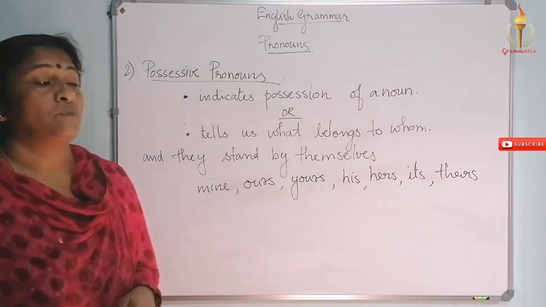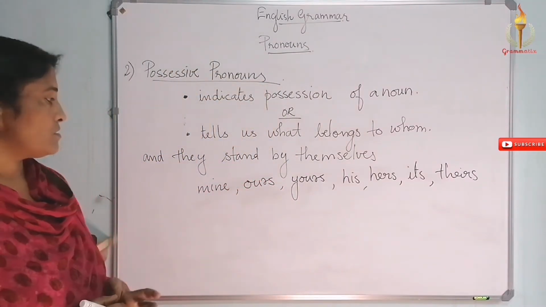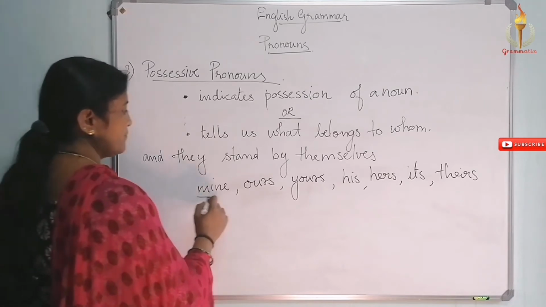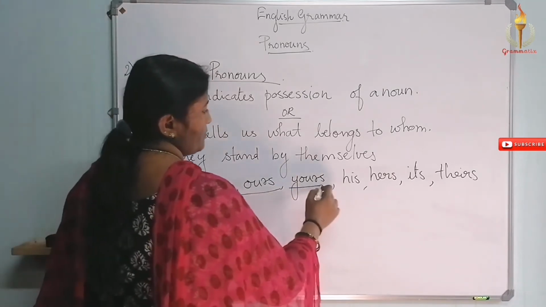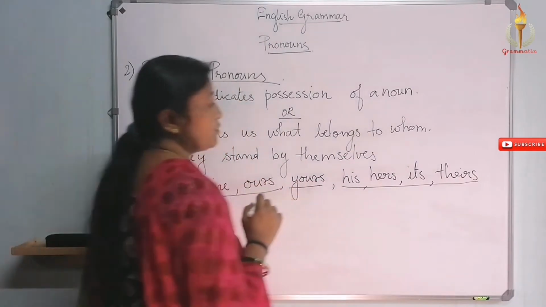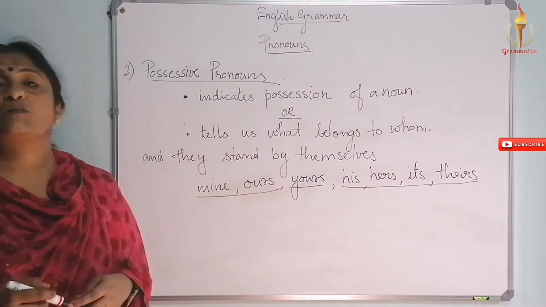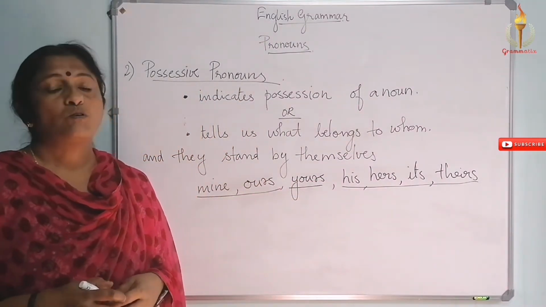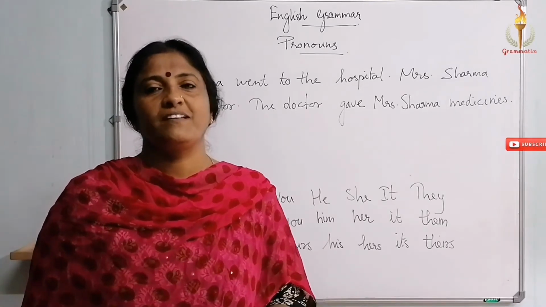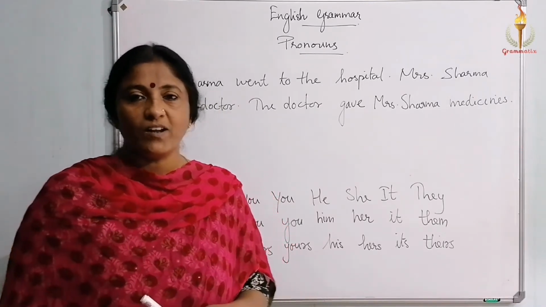So these are the possessive pronouns. This is the first person, this is second person, this is the third person. So again it is related to the personal pronouns. So let us see some of the examples related to pronouns, that is subject pronoun and object pronoun.